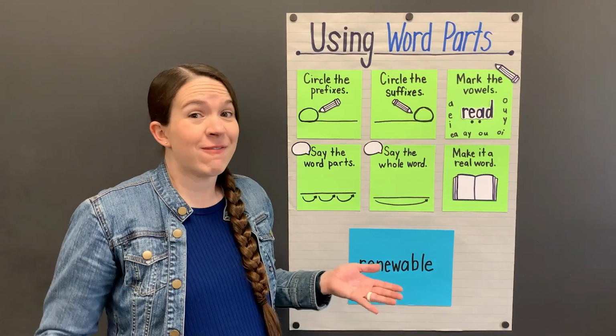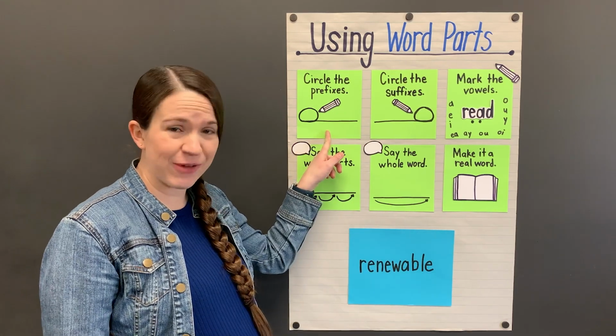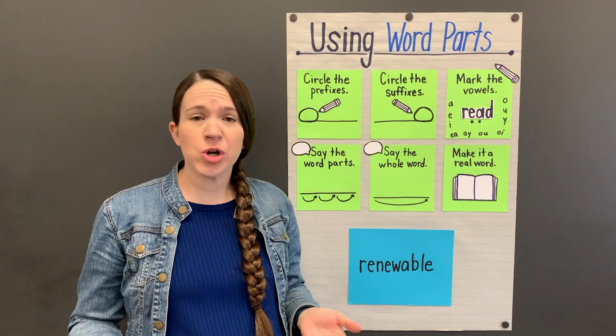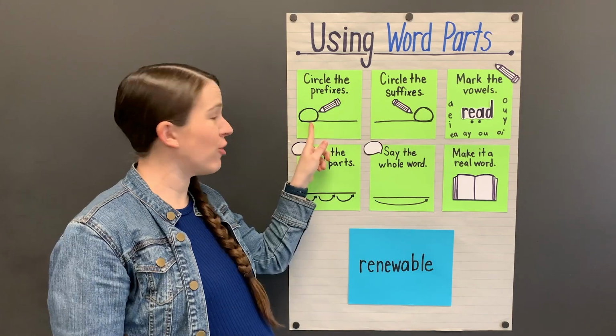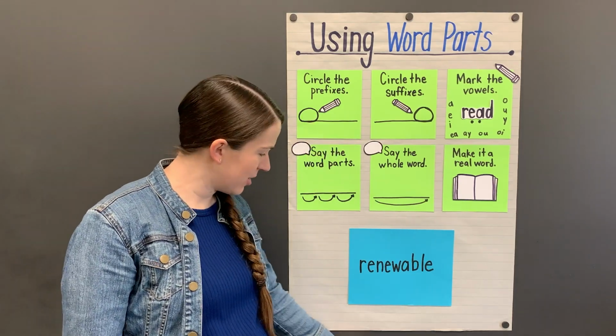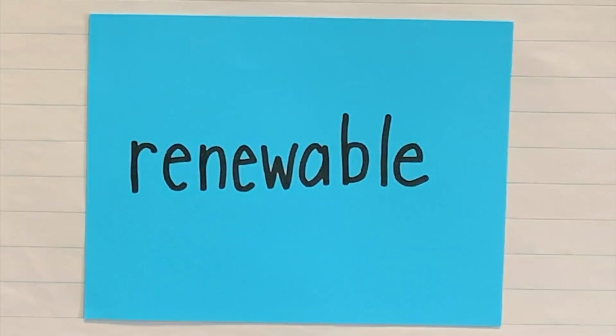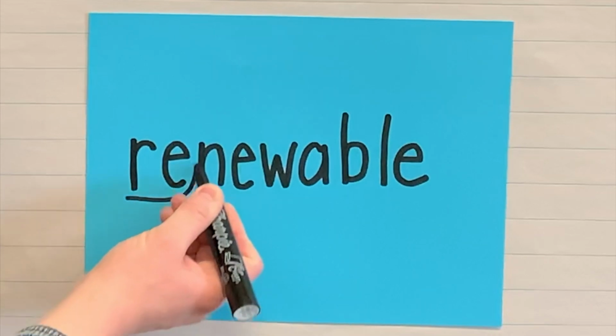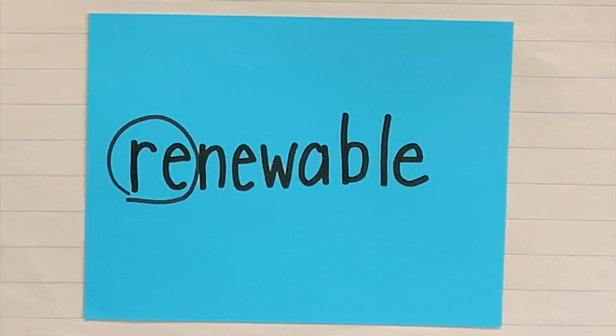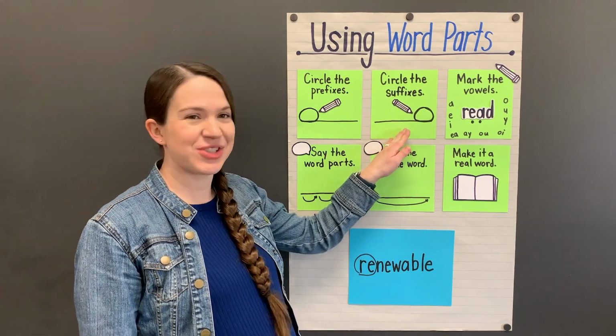Here's a word. First, let's circle the prefixes. A prefix is a word part added to the beginning of a word to change its meaning. Do you see a prefix? It's R-E, re.